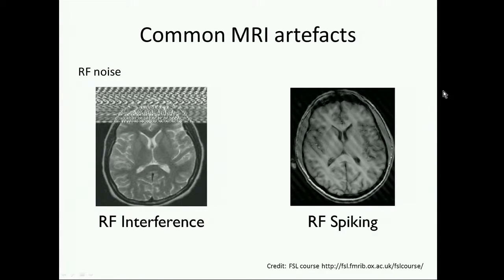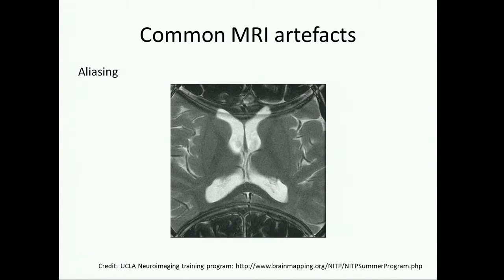I've definitely encountered people who've analyzed whole data sets and their brains have looked like they're going through some kind of disco. And it's been because of RF noise. And this sort of thing, you can't fix it in post-processing. So it's really important to look for it. Also, aliasing here, so you've got part of the brain overlapping with itself, so that's not great.